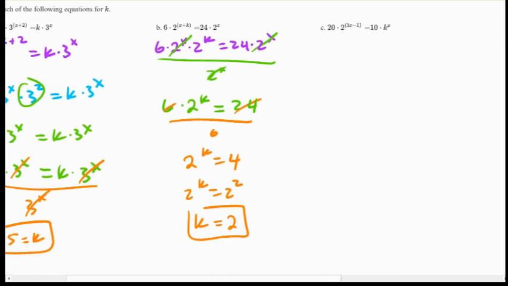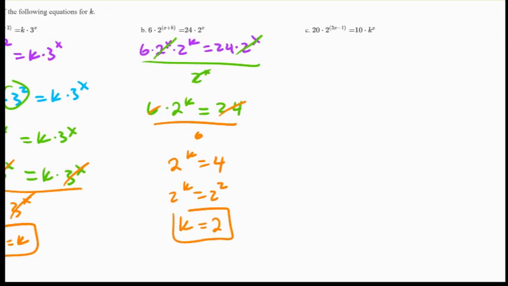Give myself a little bit more space for the last one here. Again, going to use the same types of rules to try and get rid of this here. So first, I'm going to divide both sides by 10, because I want to simplify this as much as possible. So now I have 2 times 2 to the power of 3x minus 1 equals k to the power of x.